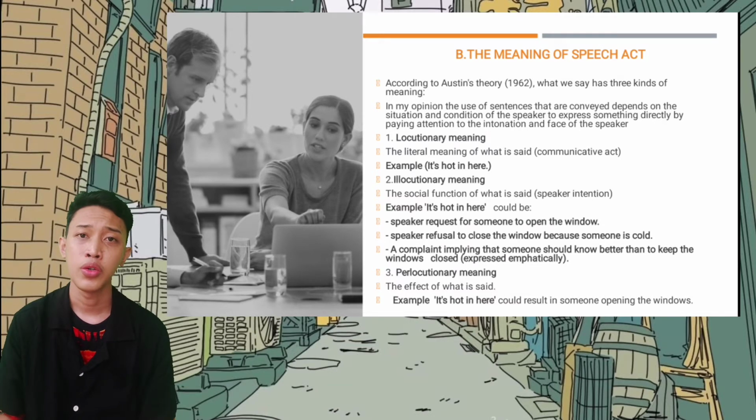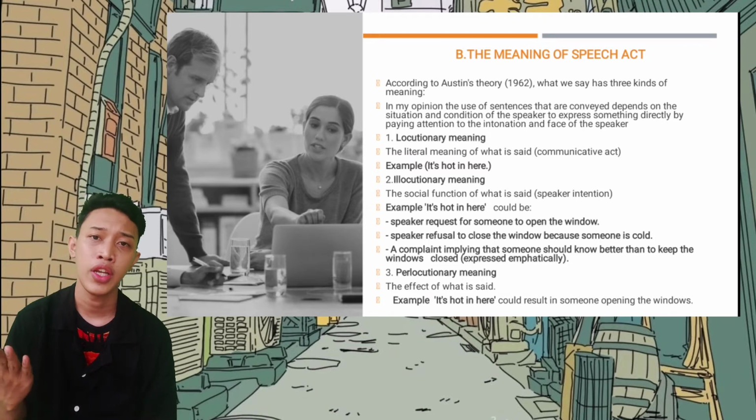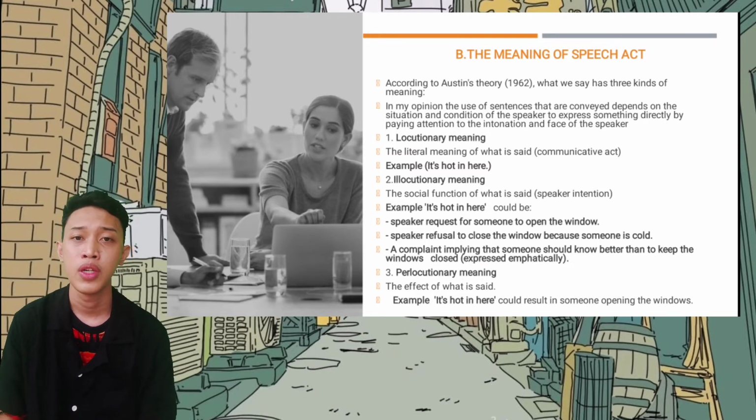There are 3 meanings. The first is the literal meaning, the communicative act of what is said. The second is the illocutionary meaning, the social function of what is said. Speaker intonation: "It is hot in here" could be a speaker request for someone to open the window, or a speaker refusal to close the window because someone is cool.